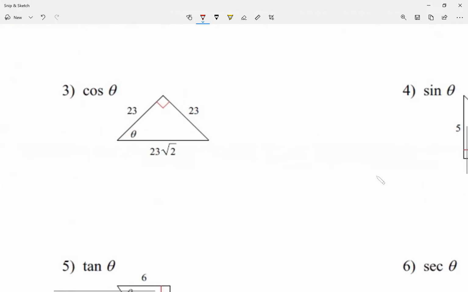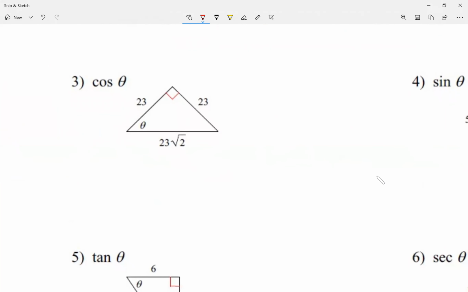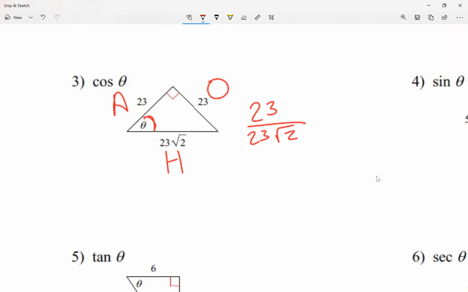All right, let's take a look at question number 3. Let me label the sides. This is the hypotenuse, so that's easy. I see theta. It's right here. Opposite is far away. Adjacent is close to. Now, cosine is going to be adjacent over hypotenuse. So I'm going to go 23 over 23 radical 2. Good thing is that the 23's cancel out, right? They're gone.